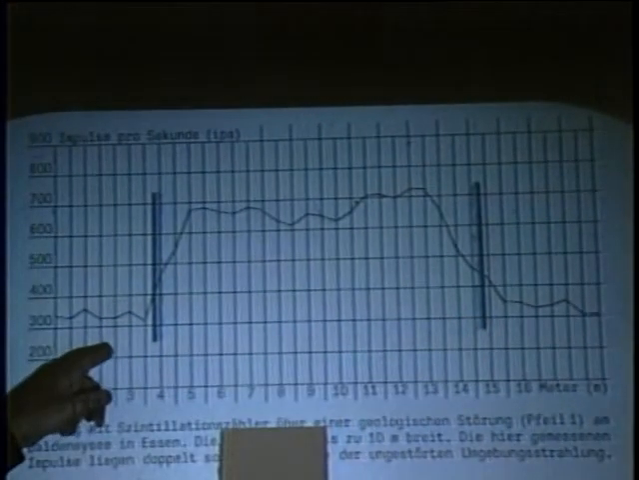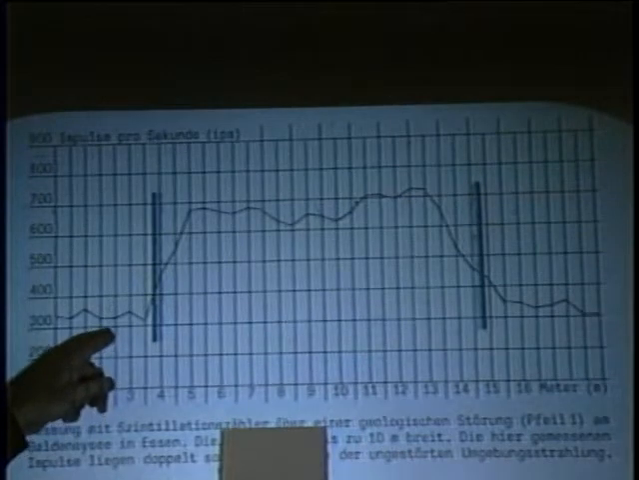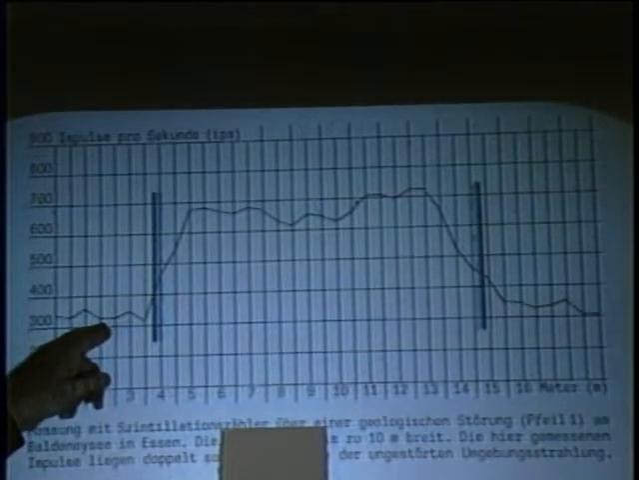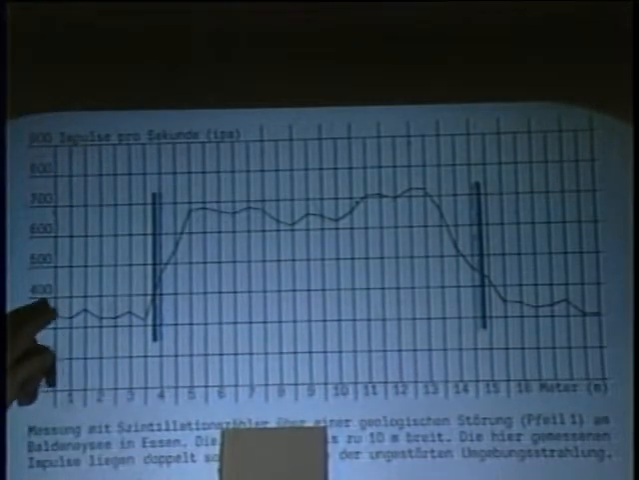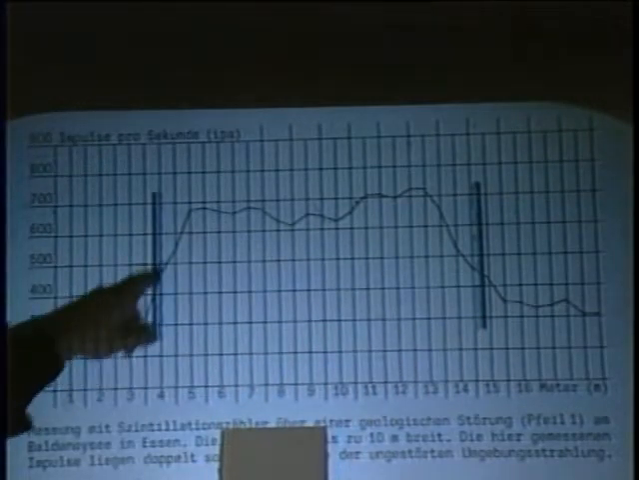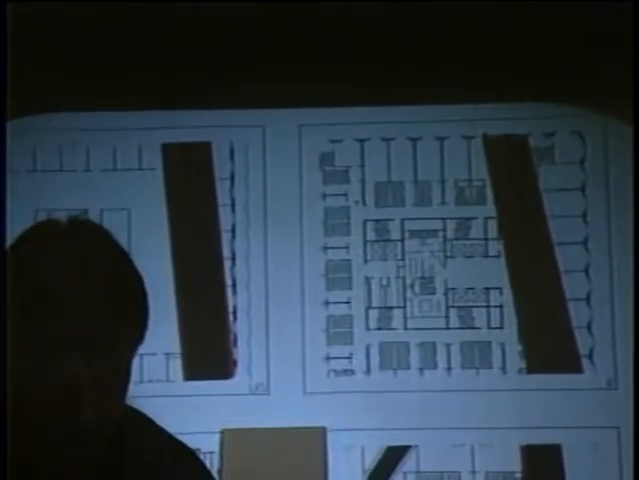This is a zone which is about 10 meters, how much is that in English? About 30 feet wide and some 100 feet long. So there is more radioactivity, and this radioactivity, measured over geological stress zones, goes through the whole house.